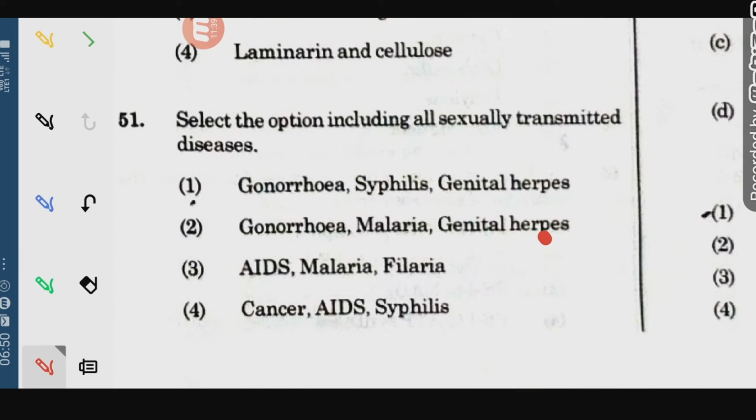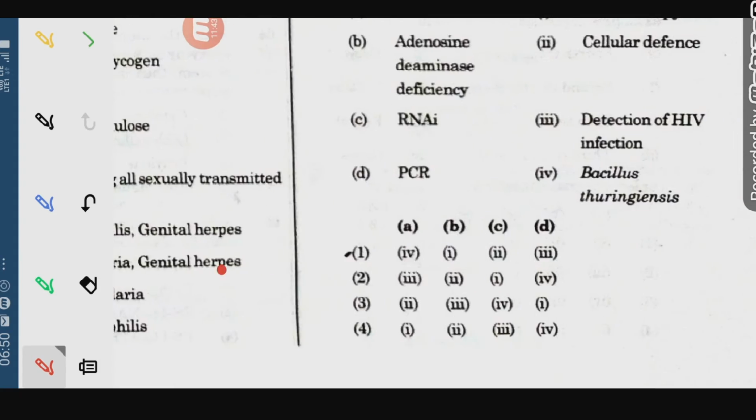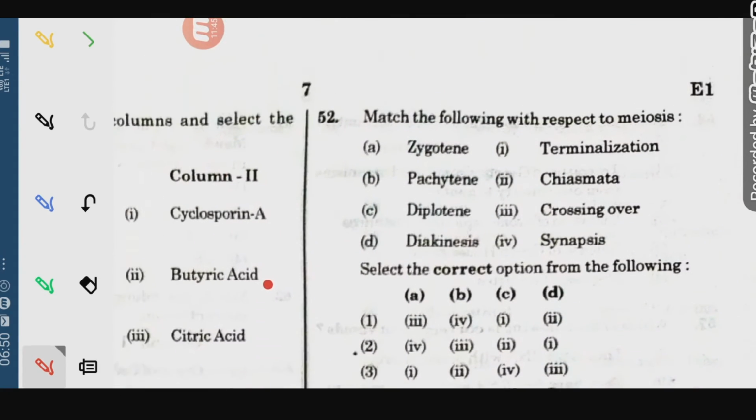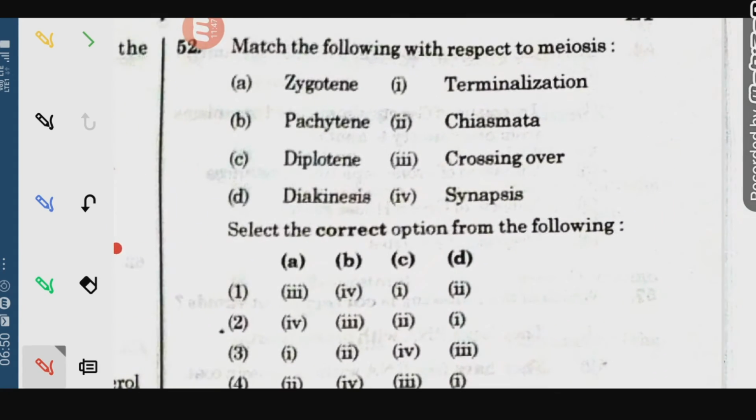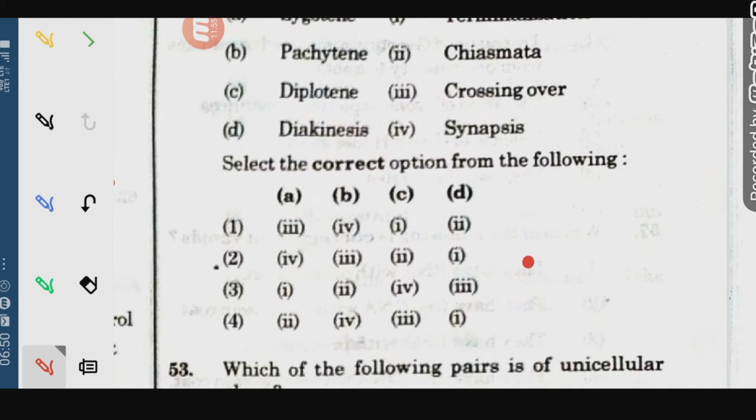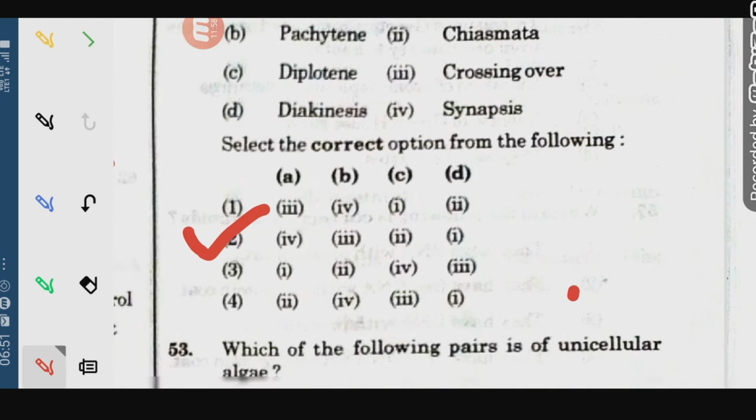Then match the following with respect to meiosis. Zygotene, pachytene, packaging. Packaging is associated with crossing over. We know B should be matched with 3. Okay, this one is the correct answer. Which of the following pairs is unicellular algae? It's chlorella and spirulina.